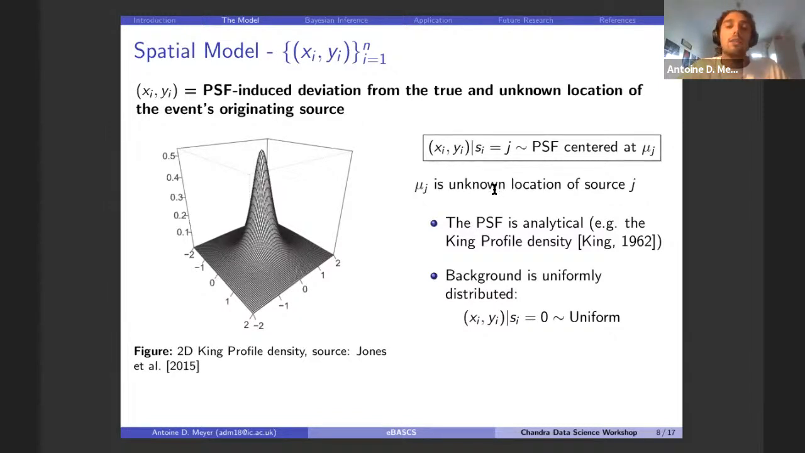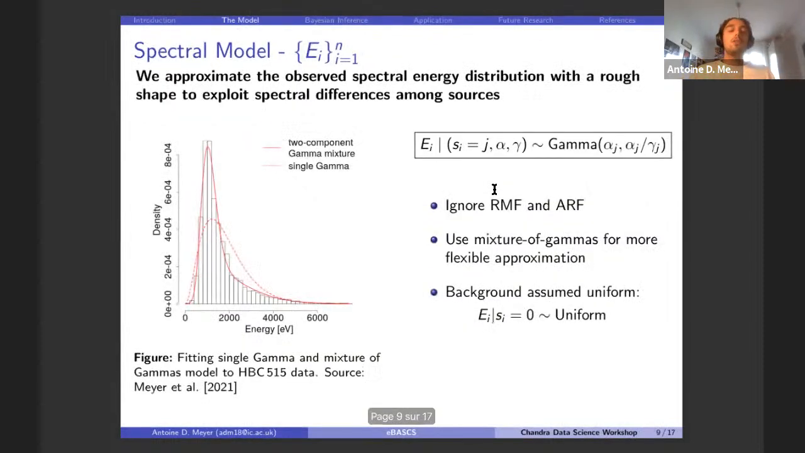And so in our case, we use an analytical PSF, which means that we can evaluate it with a closed form formula. And in particular, in our numerical studies, we use the King profile density. We also assume that the background is uniformly distributed across the image. And we expect that our model will be quite robust to this assumption of spatial uniformity for background events, because photons that are spatially distant from the sources will be allocated to the background irrespective of the background model. So onto the spectral data.